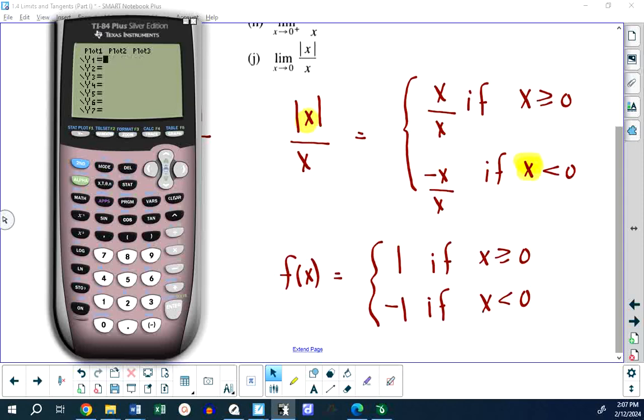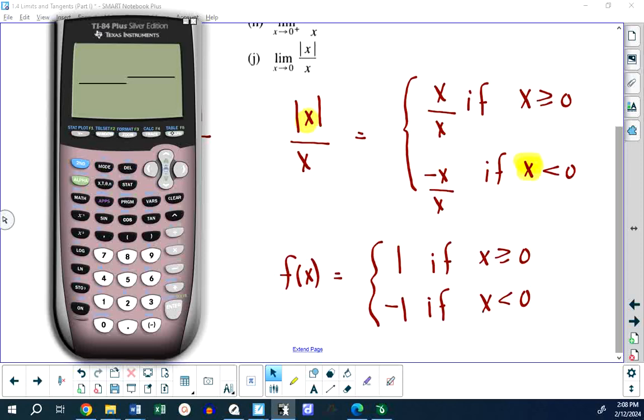And I don't know why I feel as though it might help. I'm going to turn off the axes. So I'm going to graph y equals the absolute value of x divided by x. So whenever x is less than 0, the function is equal to -1.